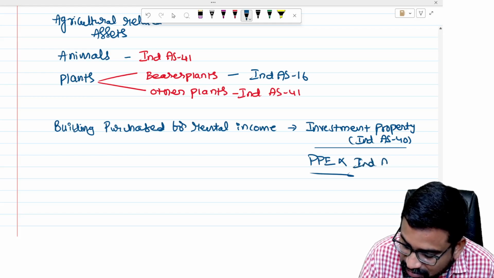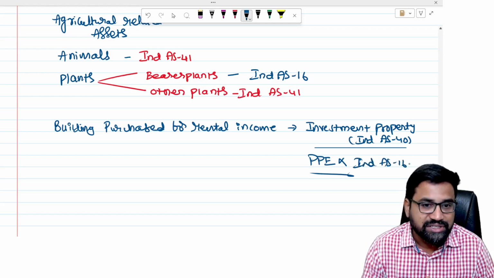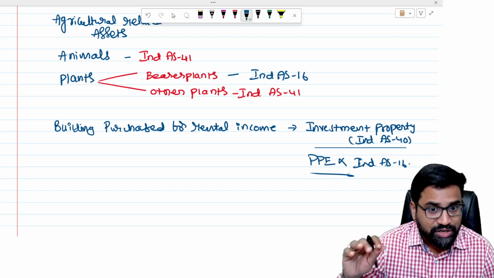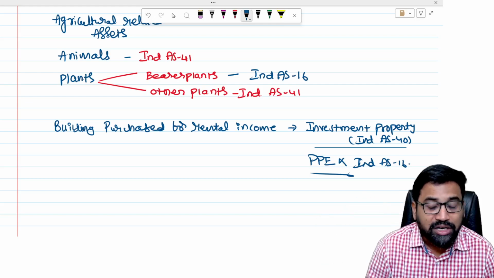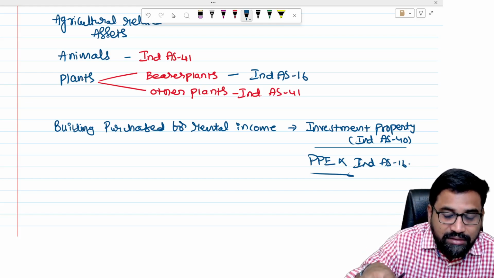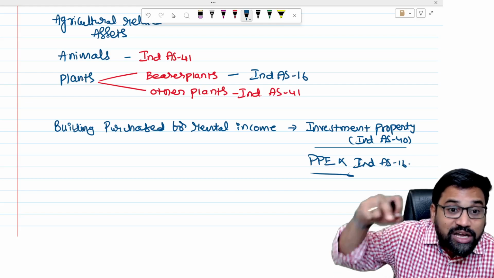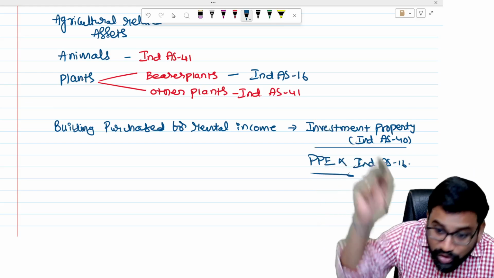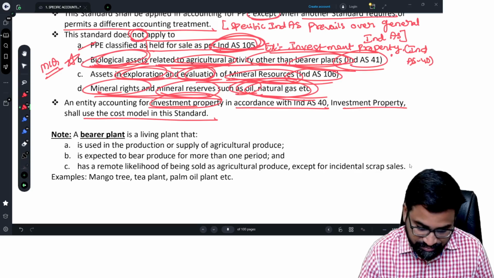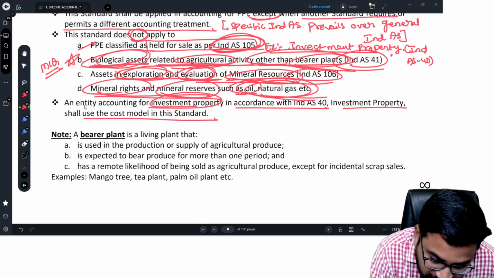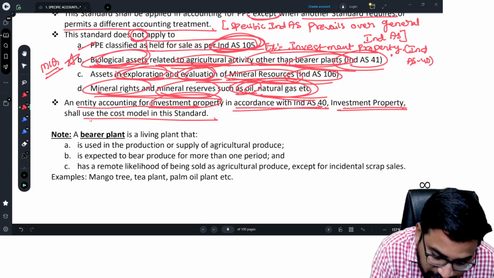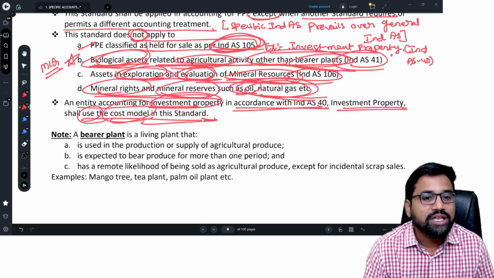For example, depreciation. Suppose you purchased a building for rental income and are treating it as investment property. How will you provide depreciation? Depreciation must be provided for the building. But the depreciation aspect is not covered in IND AS 40, therefore you have to apply IND AS 16. That is why they say an entity accounting for investment property in accordance with IND AS 40 shall use which model? The cost model in this standard.